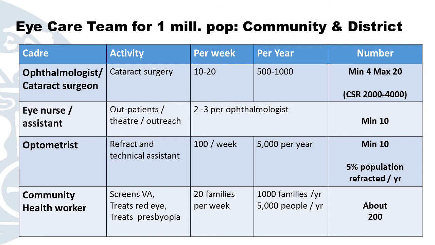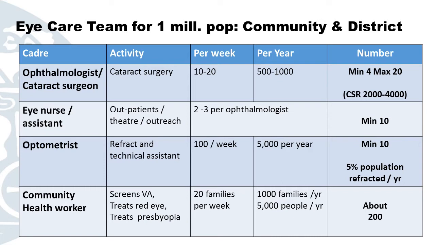So what would be a model for a population of 1 million? What would be an eye care team? This tries to give some justification for minimum figures. If we start on the top row, speaking about an ophthalmologist or a cataract surgeon, and saying that we would like them to operate on 10 to 20 cataracts per week, given a 50-week year, that would mean they would do 500 to 1,000 cataracts per year.